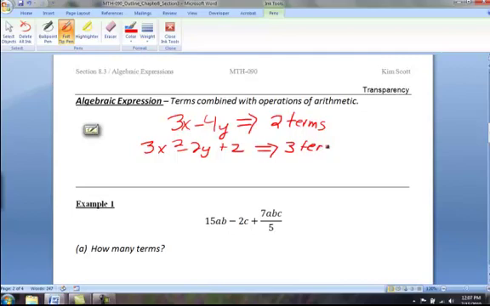And let's just do one more for practice. If I have 5xy over 3 minus 6, how many terms is that? Well, this is all considered one term because it's the same as 5/3 xy, and this is a term, negative 6. Don't forget to take the sign in front. So that would be an algebraic expression with two terms. Okay, let's look at an example down here.